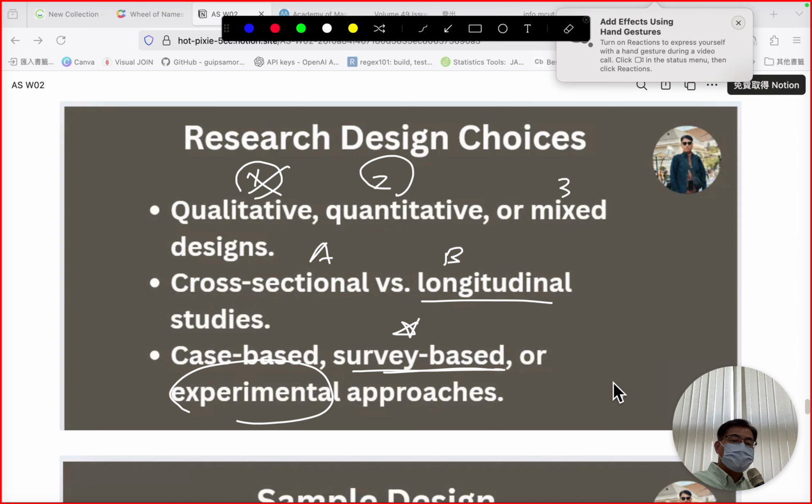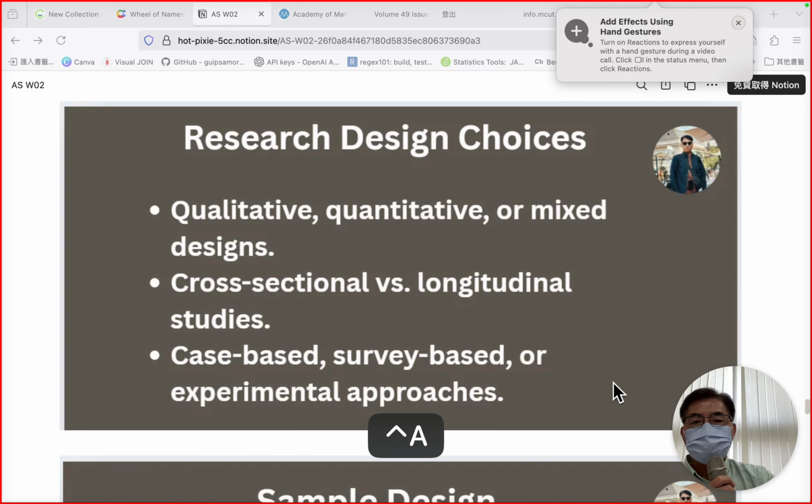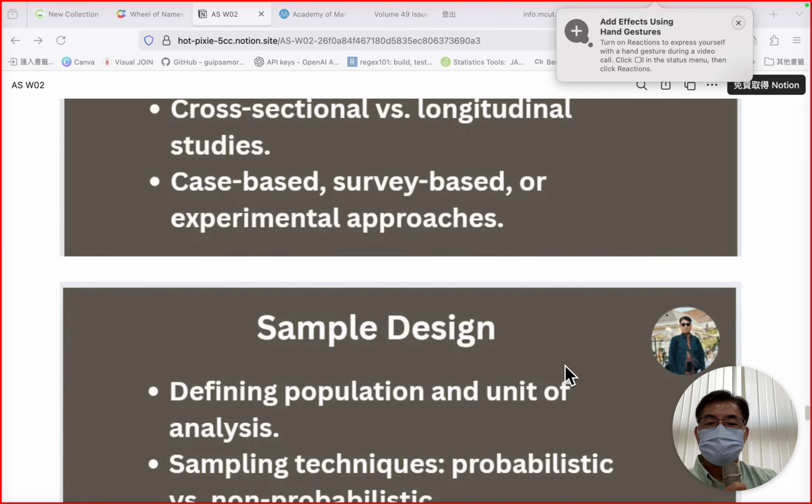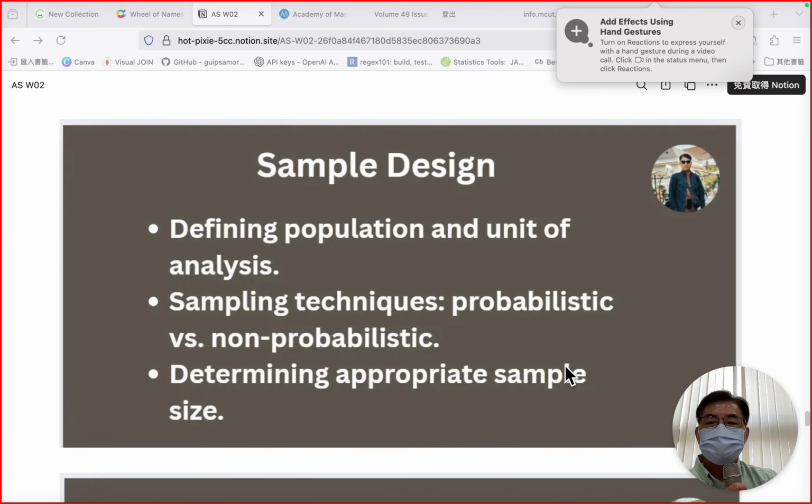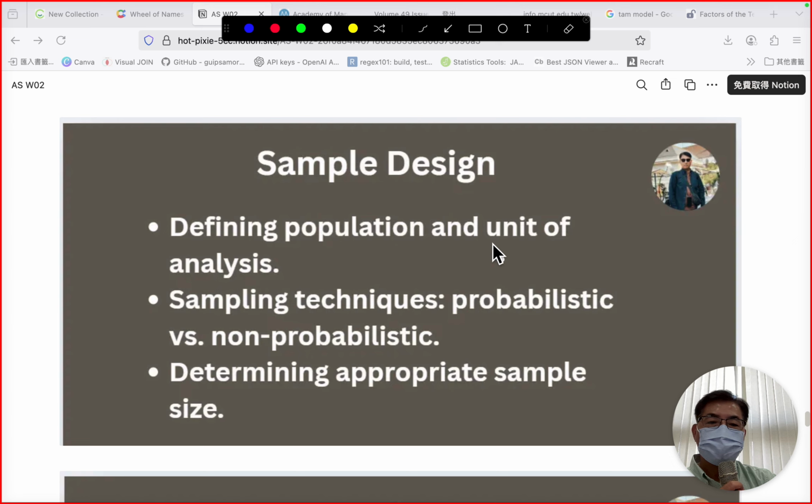That's my understanding. If you have this kind of requirement and want to ask my opinion, you can contact me. I can give some advice. So, experimental approach and survey-based. Sample design: define the population and unit of analysis. I'm not sure you can catch this idea, called unit of analysis. This also belongs to business research methods. Do you know what unit of analysis is? No? Okay.